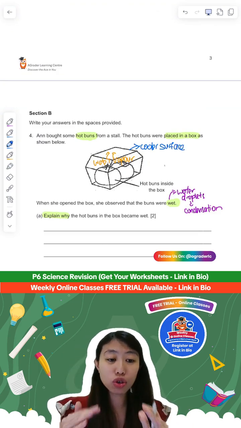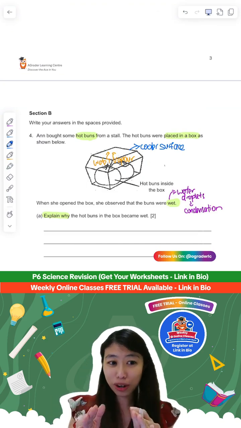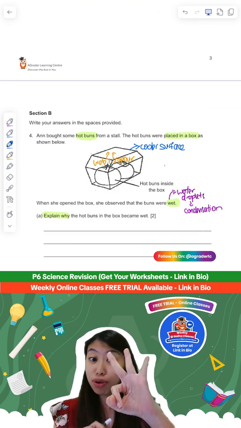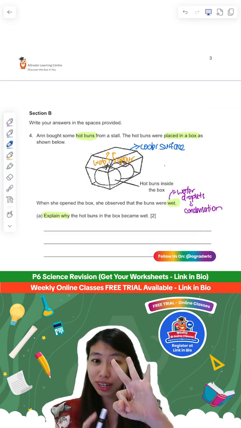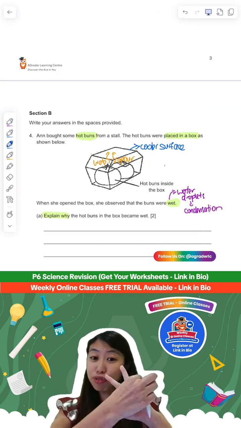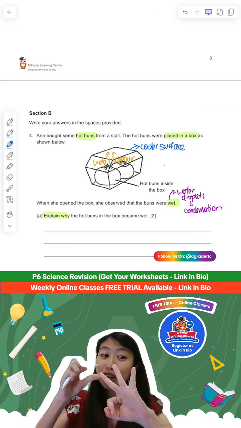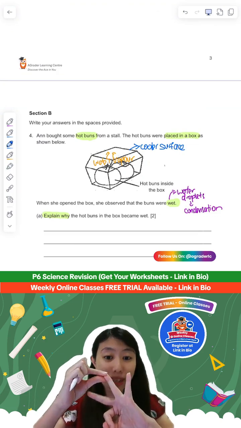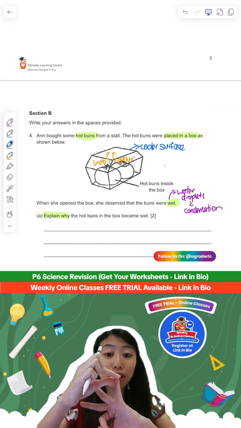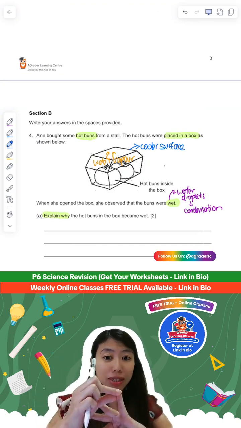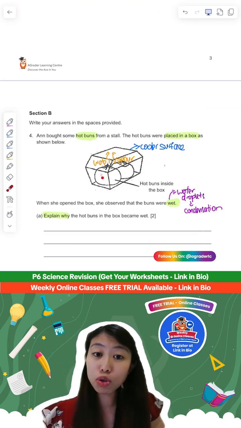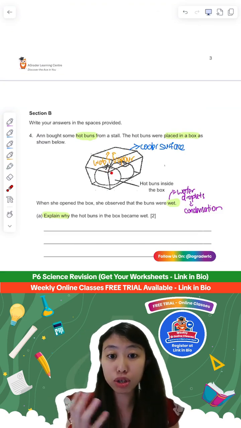So when it comes into contact with the cooler surface of the box, you must remember to mention three things: heat, process, and what is formed. You must mention lose heat. Then you must mention the process: it condenses. And then what did it form? It formed water droplets, which dripped back onto the bun. So when it dripped onto the bun, it made the bun wet or soggy.